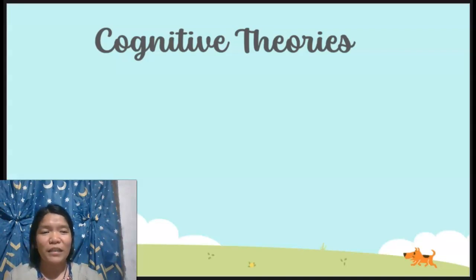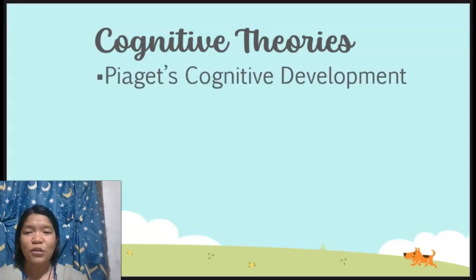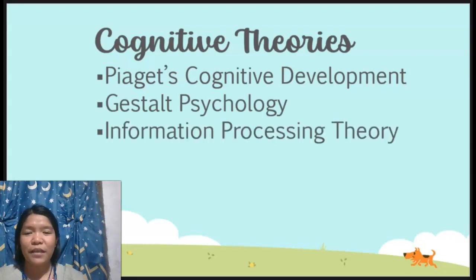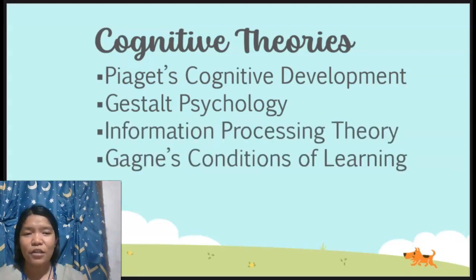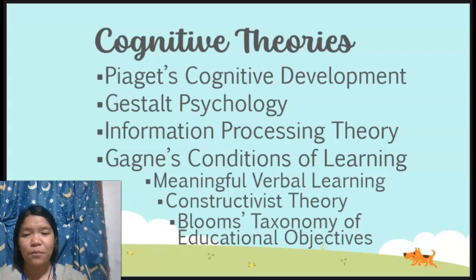We move on to cognitive theories. In cognitive theories, we will be discussing Piaget's cognitive development, Gestalt Psychology, information processing theory, Gagne's conditions of learning, meaningful verbal learning, Constructivist theory, and Bloom's taxonomy of educational objectives.